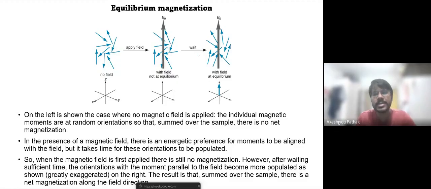So as a result, what happens? When the field is applied, it will take time for all the nuclear spins to orient in the same direction as the magnetic field. But after some time, an equilibrium will be reached where, when you add all these magnetic moments, you will get a net magnetic moment in the z direction. That is what is shown over here. This is from the book by James Keeler. You can refer to the book. All these figures are from that book.